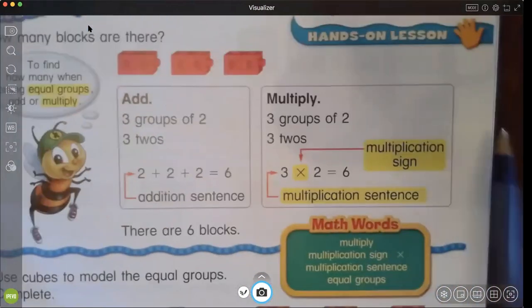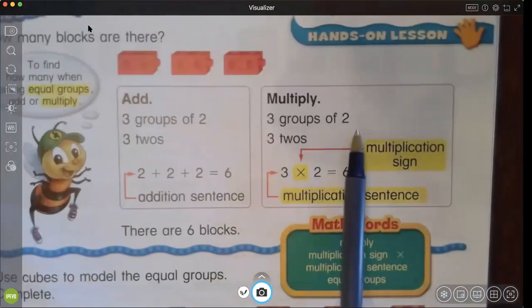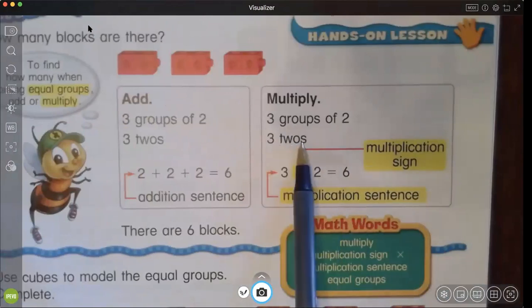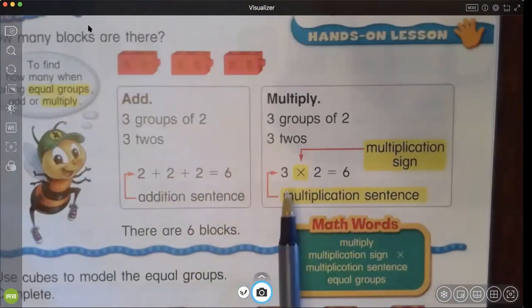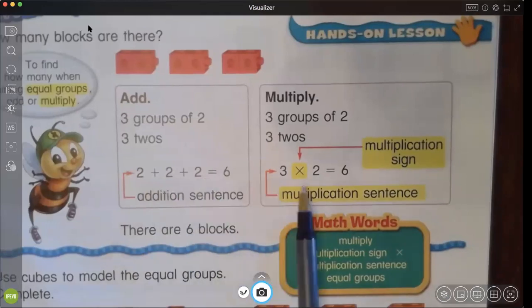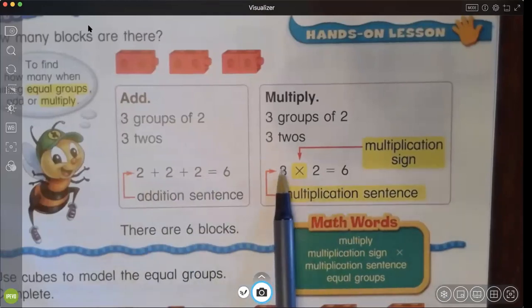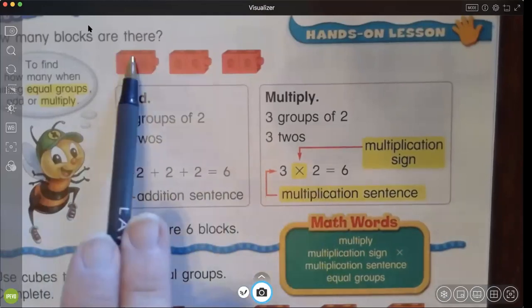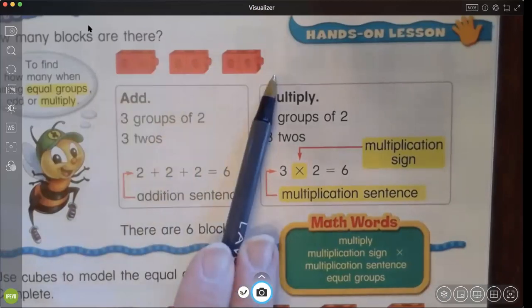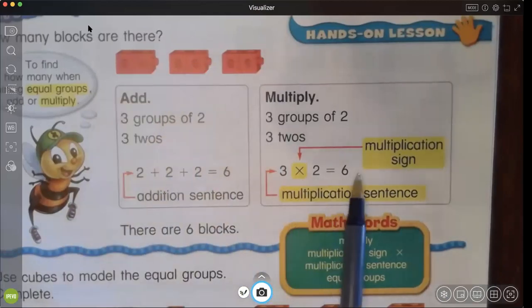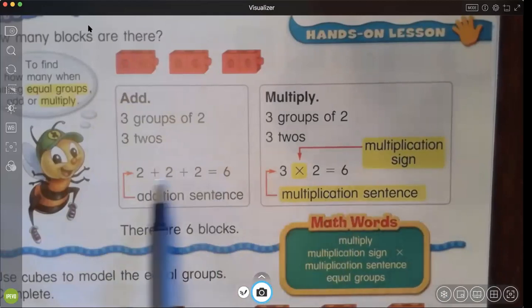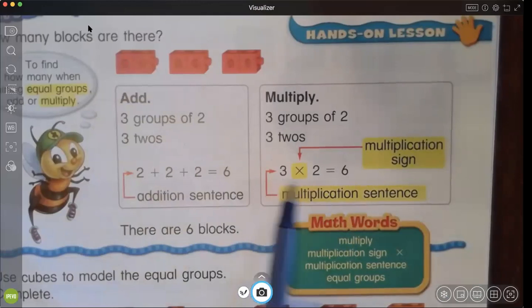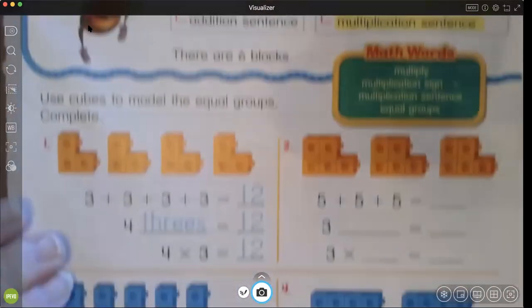Or when we multiply, we have 3 groups of 2. So we have 3 2s, the same thing. But now instead of adding, we're going to multiply. So we're just going to do 3 times 2 because there's 3 groups and there's 2 in each group. So 3 times 2 is 6, just like 2 plus 2 plus 2. So basically, you're going to add 2 3 times. Okay? All right. So let's see what we can do down here.